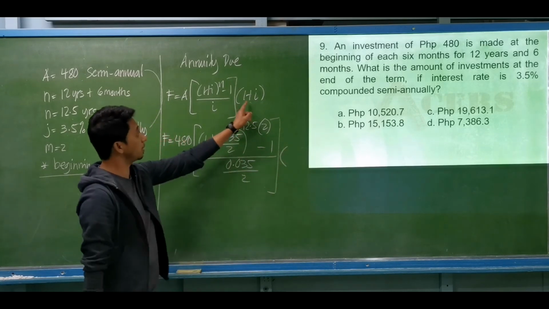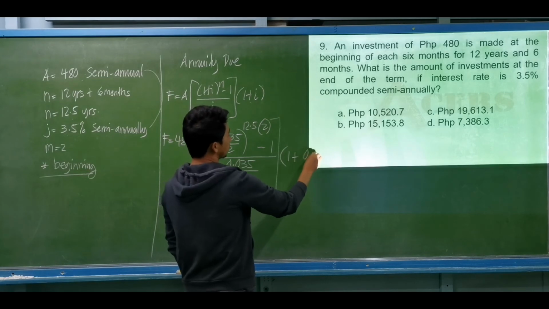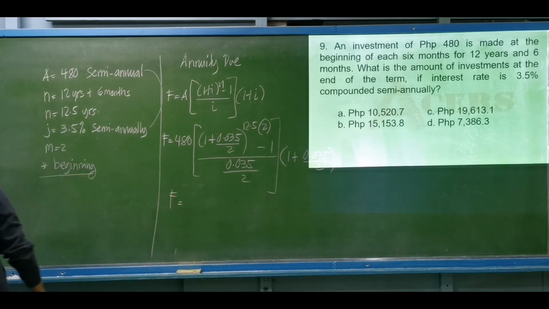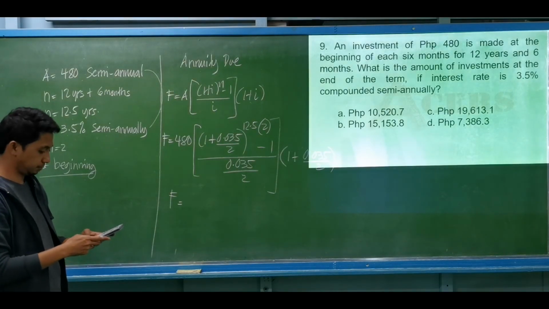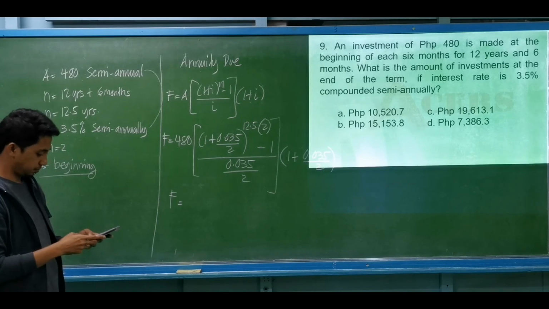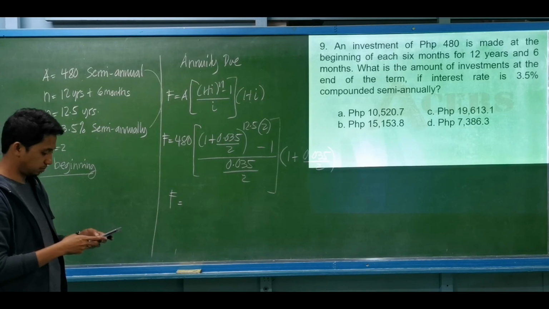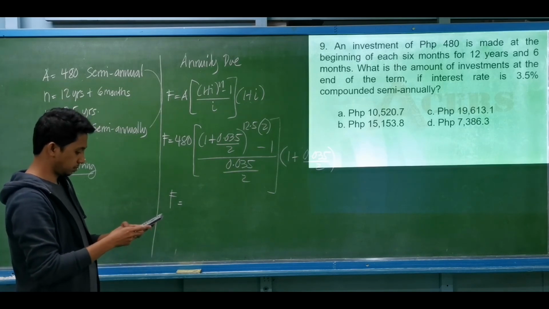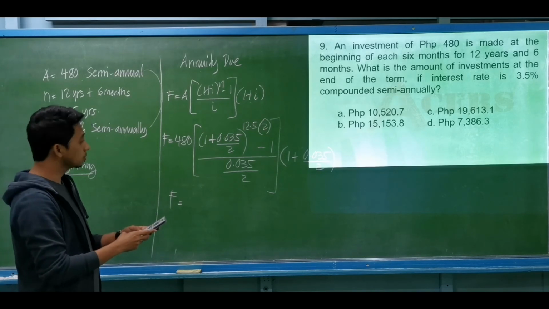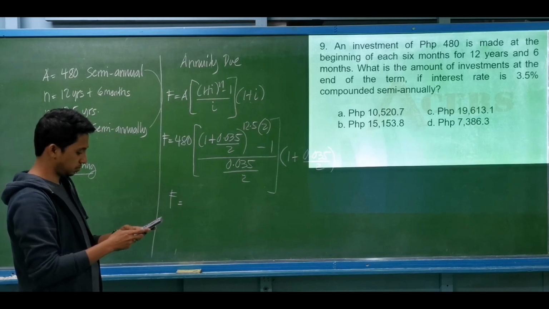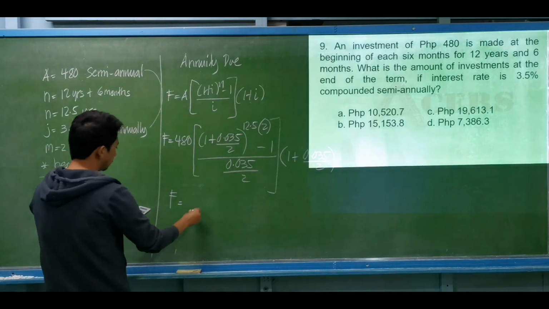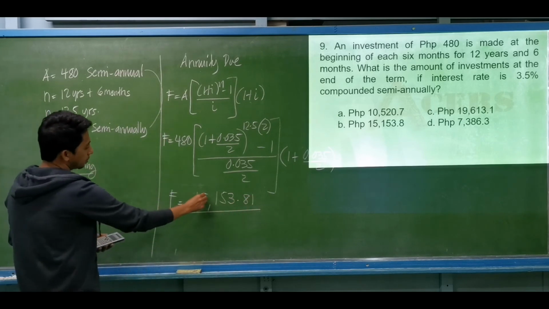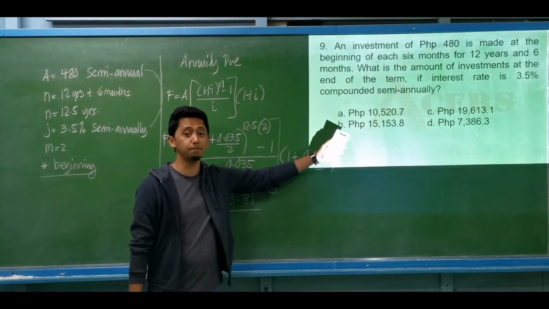Again, if it is an annuity due, we have an additional multiplier, that is 1 plus the nominal rate 0.035 divided by 2. So we are looking for the future amount. That will be equal to 15,153.81. So in our choices, we have letter B.